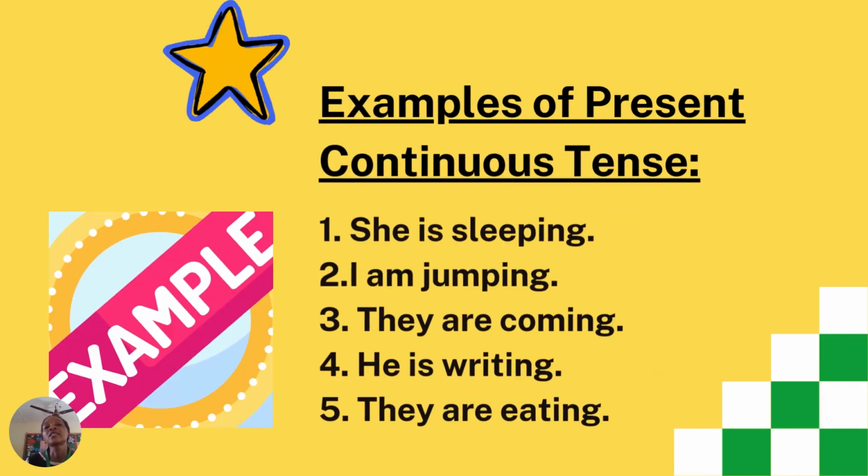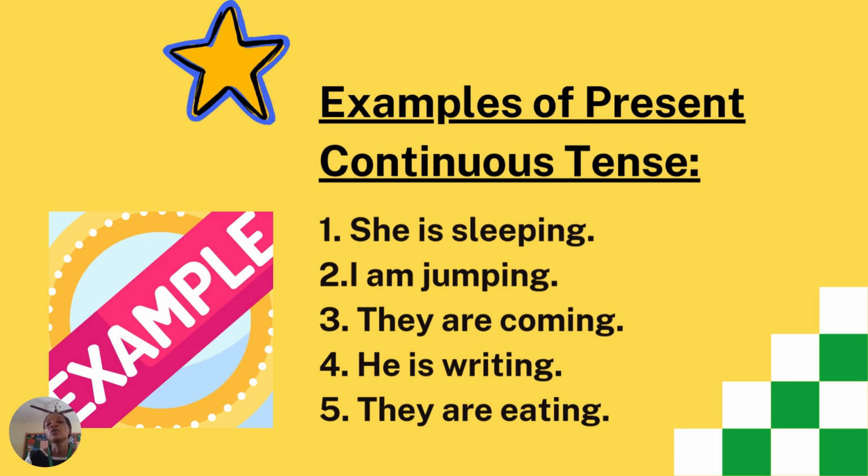Now let's give examples of present continuous tenses for better understanding. For example, number one, she is sleeping. Number two, I am jumping. Number three, they are coming. Number four, he is writing. Number five, they are eating.